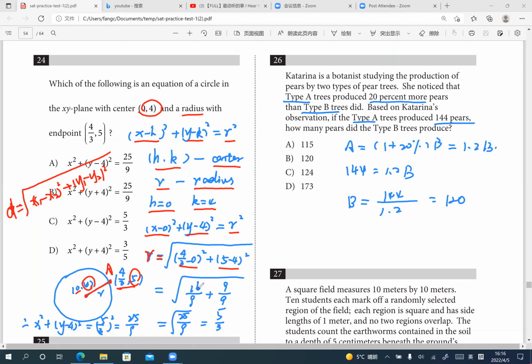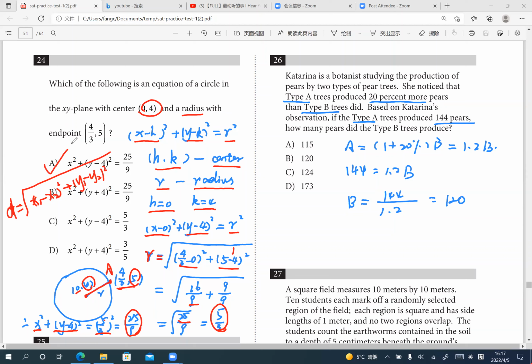Then we get 16 over 9 plus 5 minus 4, which is 1. We rewrite it as 9 over 9. Then we get 25 divided by 9. And the square root of 25 over 9 is equal to 5 over 3. So that is the length of the radius. Now we can write our circle equation. x squared plus (y minus 4) squared equals (5 over 3) squared, which is 25 over 9. We should choose option A.